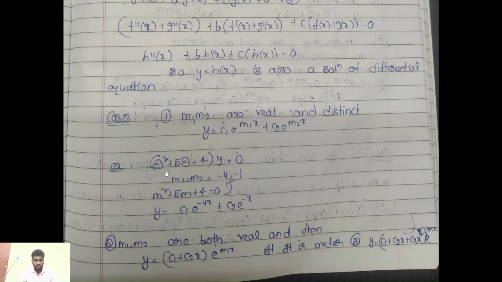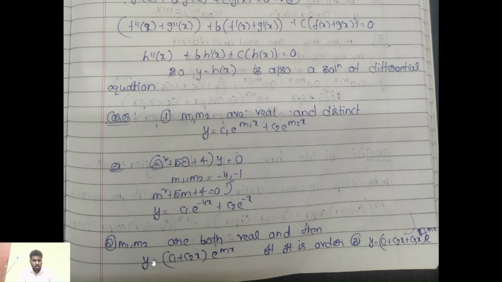First we write the auxiliary equation. The auxiliary equation is nothing but we replace D by m: m square plus 5m plus 4 equal to 0. We get m1 comma m2 as the roots, minus 4 comma minus 1. So our solution is c1 into e power minus 4x plus c2 into e power m2x, where m2 is nothing but minus 1. You can replace m1 comma m2 by minus 4 comma minus 1 and you get the solution.